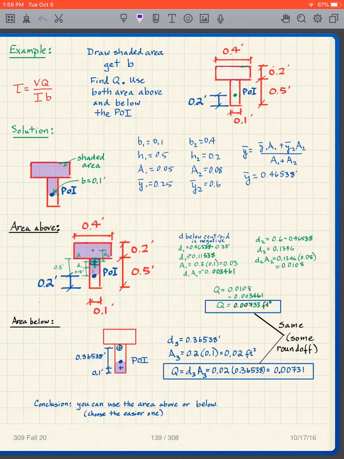So just to let you know, you can choose the area above or below. It doesn't matter. Choose the easier one, okay? Obviously, the easier one for this particular problem was down there.